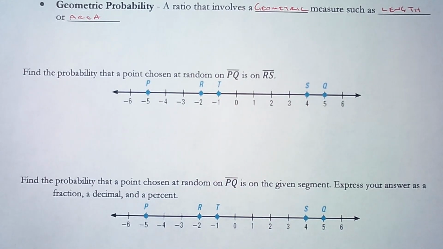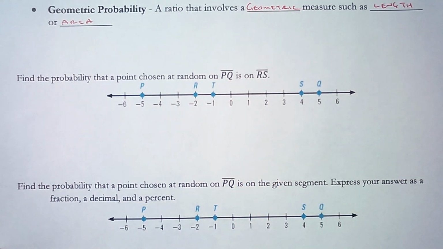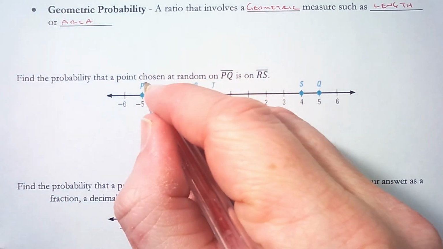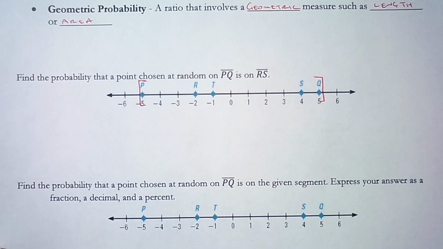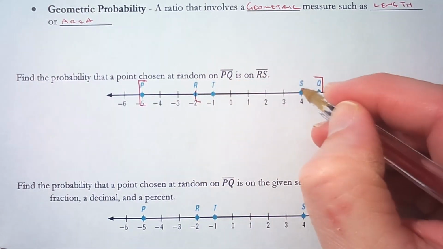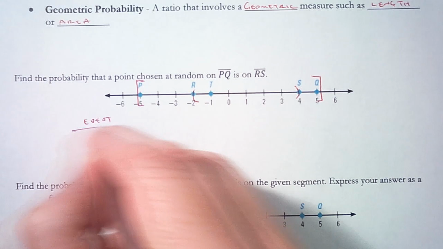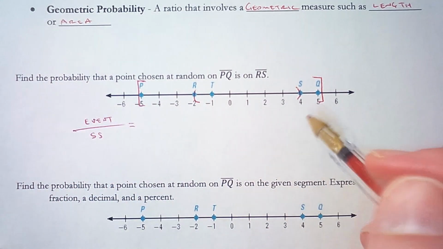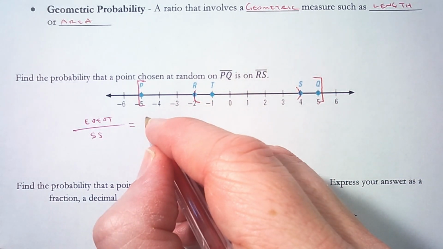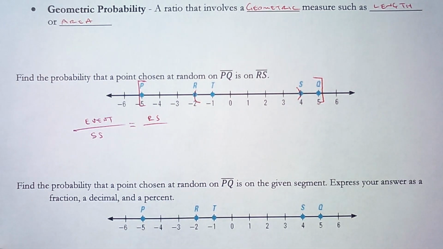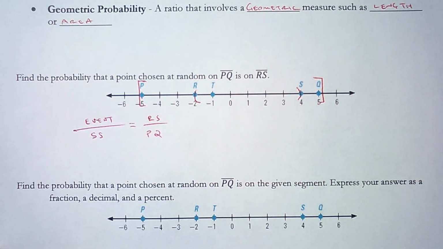Find the probability that a point chosen at random on segment PQ is going to be on segment RS. So in other words, if we randomly choose a point between P and Q, what is the probability that that point happens to lie on segment RS? So our probability is going to be an event over the sample space. The event, we're looking for the probability that it lands on segment RS, so the event is the length of segment RS. The sample space is everything that could happen, and that's the length of segment PQ.